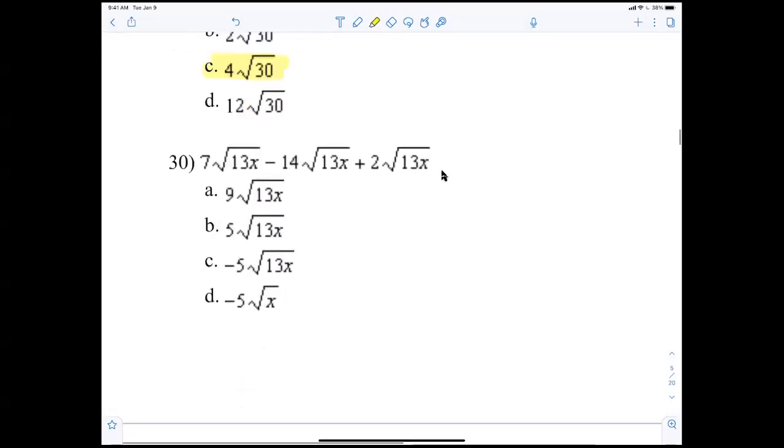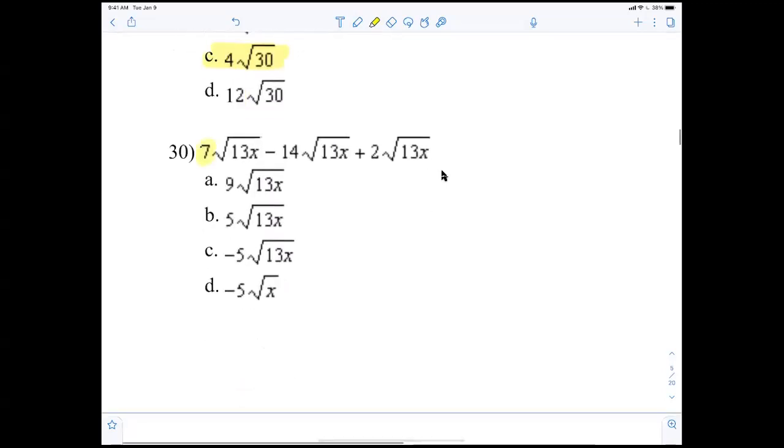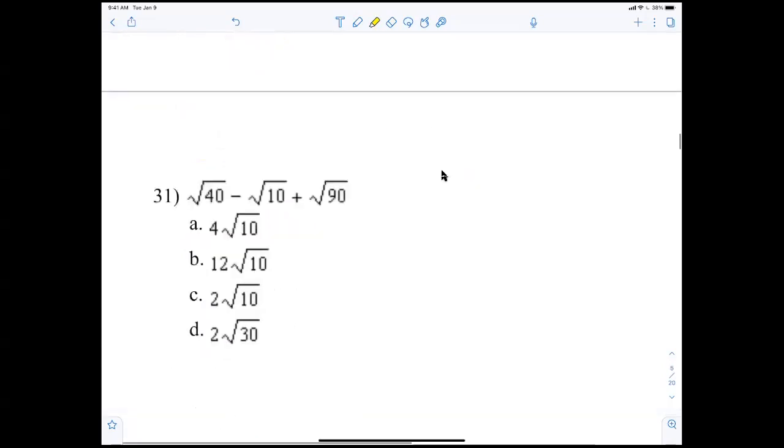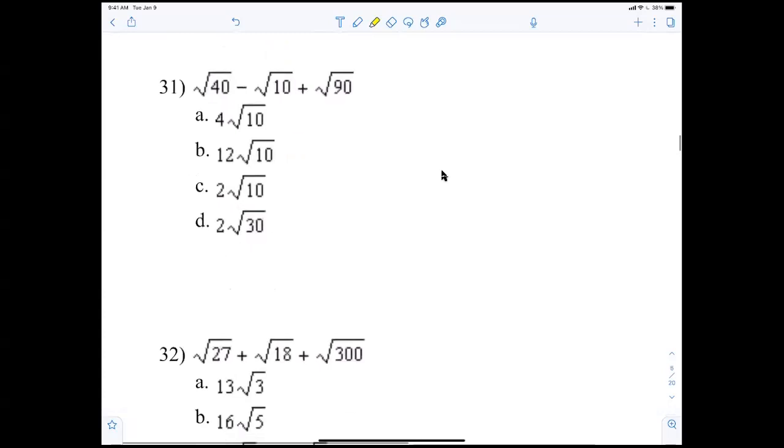Same thing down here. 7 minus 14 is -7. -7 plus 2 is -5. So the correct answer was -5 radical 13x. Anybody have any questions with that? Nobody? All right, good job, guys. Now here, just remember, we have to break these all down, that's all.